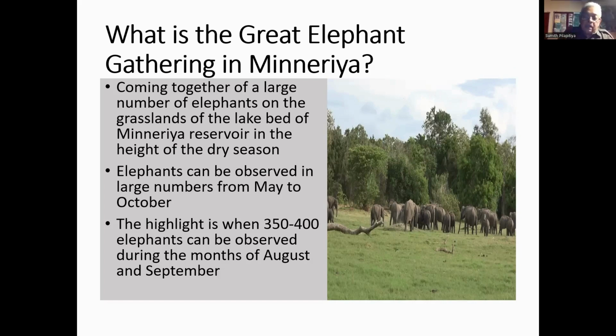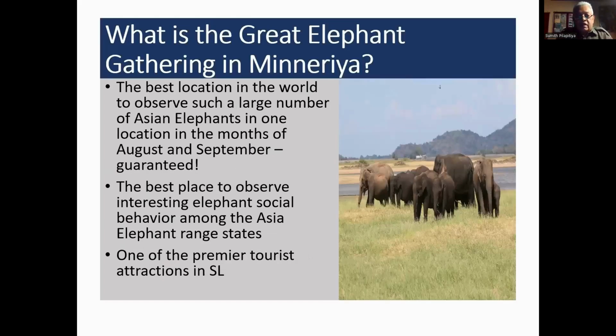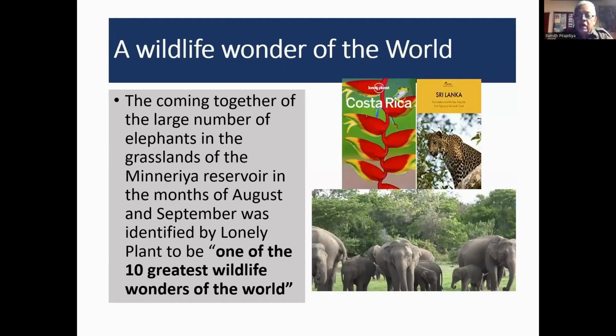So that became a huge tourist attraction. It became the best location in the world to observe such a large number of Asian elephants in one location in those 2 months. Right? It is also the best place to observe interesting elephant social behavior among Asian elephant range states. And it has become one of the premier tourist attractions in Sri Lanka. In fact, an international magazine called The Lonely Planet, a tourism magazine, identified the Great Elephant Gathering at Minneria as one of the 10 greatest wildlife wonders of the world. There were only 2 in Asia and 1 in Sri Lanka, and that was Minneria. So this has huge tourism potential.